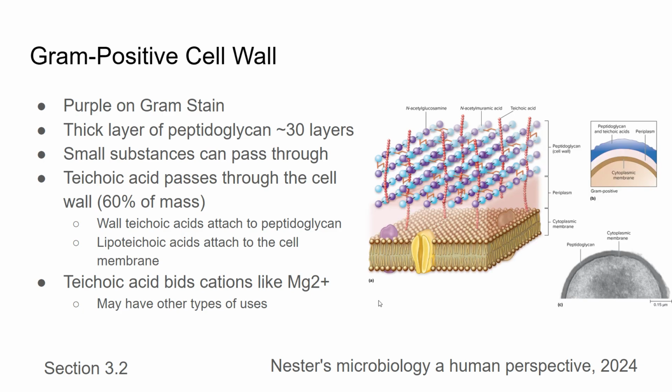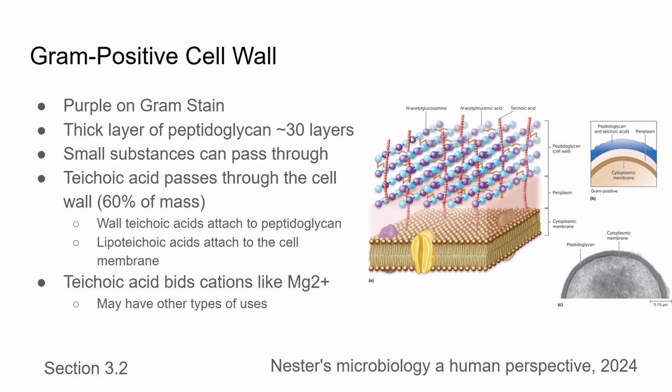Let's look at the first type of bacteria. This is called a gram-positive bacteria. We call these things gram-positive because they are positive on the gram stain. This means they show up purple. We'll cover that later on more in detail. So your gram-positive cell walls are going to be typically thicker than your gram-negative cell walls. They're going to have up to about 30 layers. Now, they do have gaps in them, so small substances can pass through and reach the cell membrane.